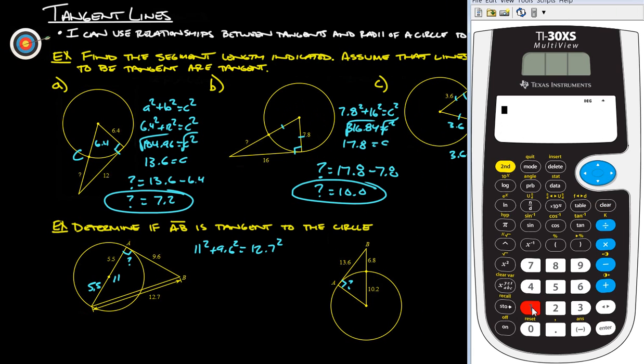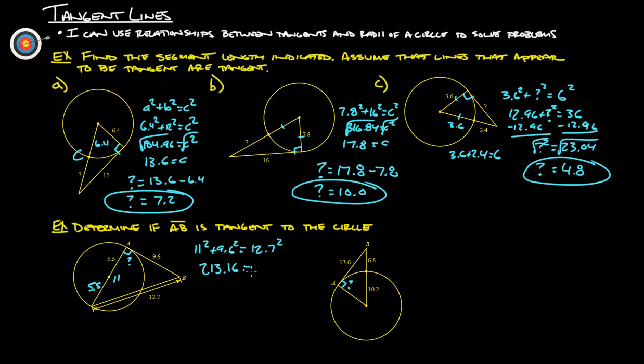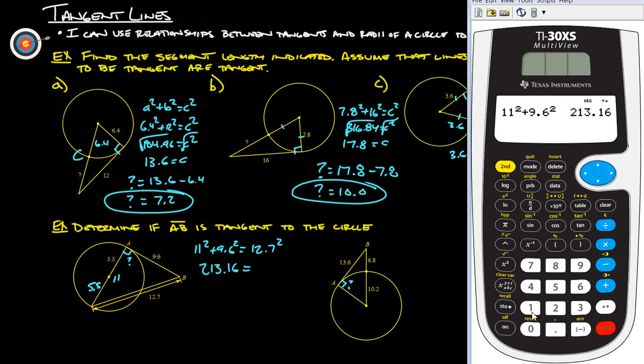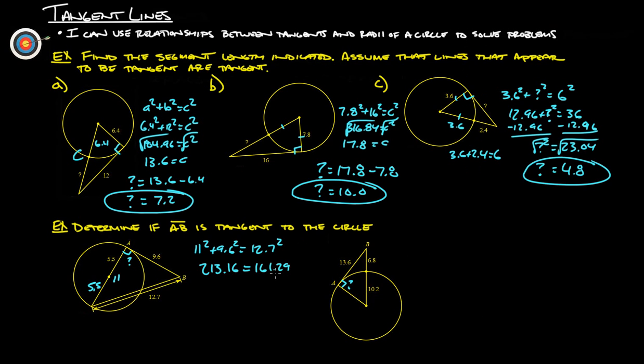Let's see, 11 squared plus 9.6 squared gives us 213.16. Now, does that equal 12.7 squared? That gives us 161.29. This is not true, so therefore that is not a right angle. So that means AB is not a tangent to the circle.